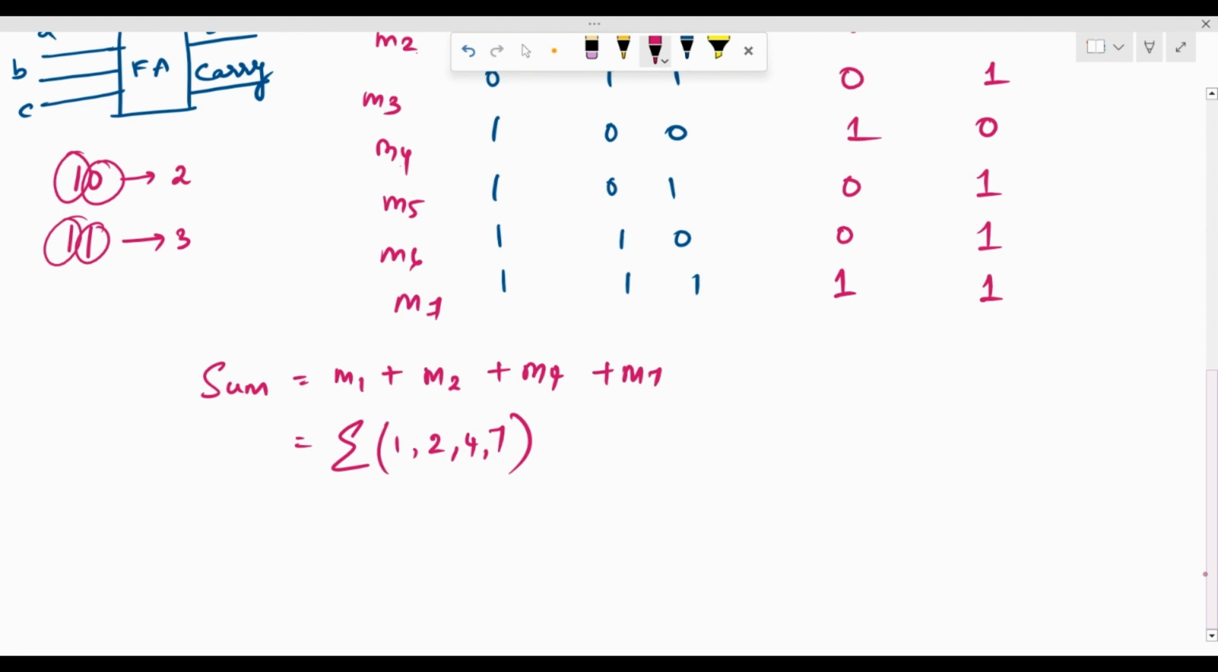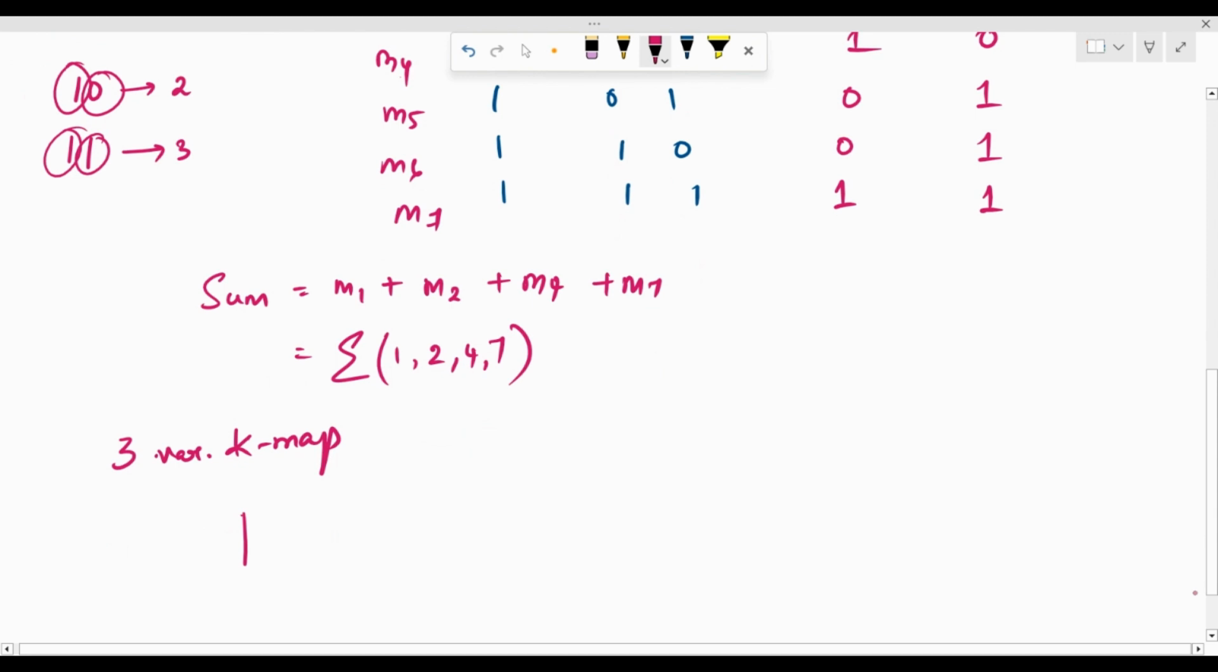So we can apply the K-map and obtain a reduced expression. In the case of the sum with the full adder, we have three variables, so I will require a three variable K-map. The three variable K-map, you can either write it in this manner. Let me draw the grid here.